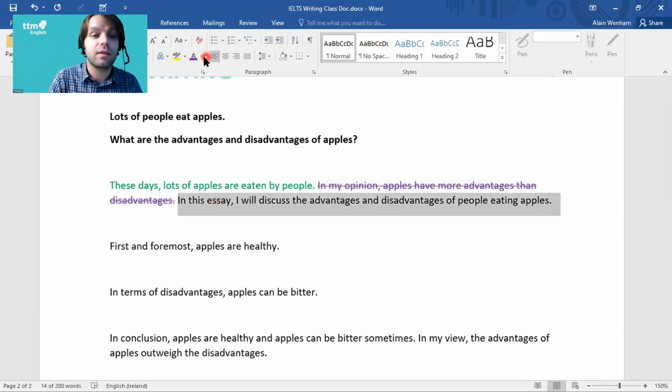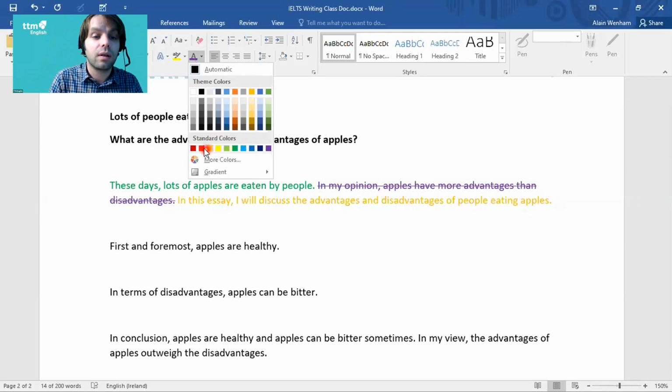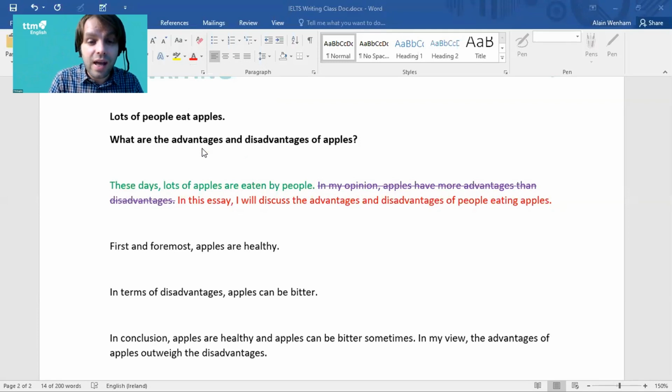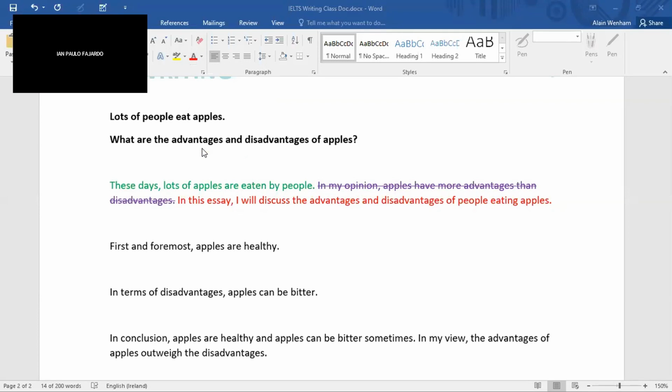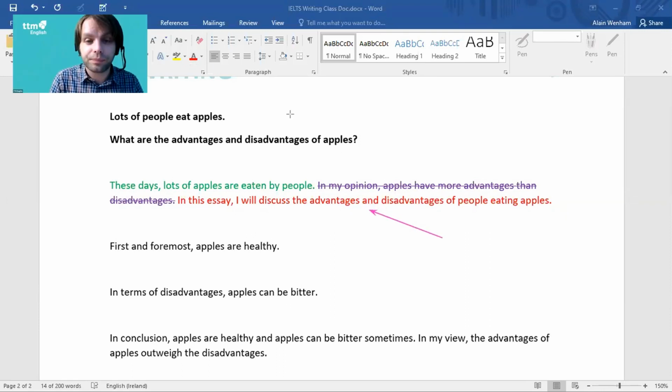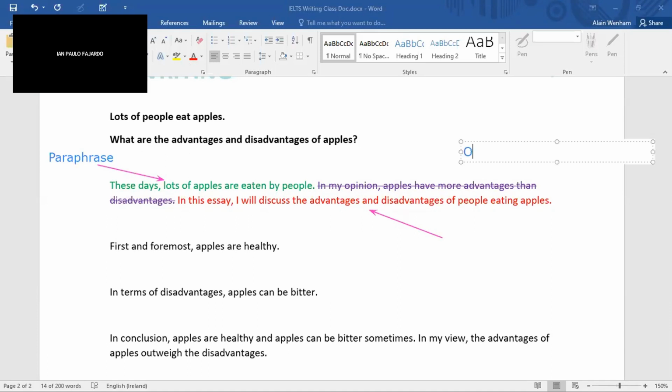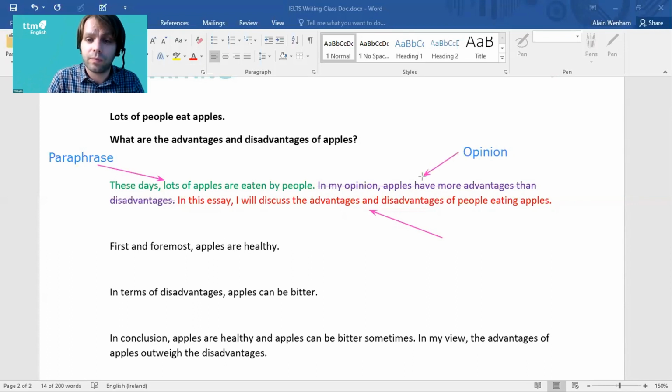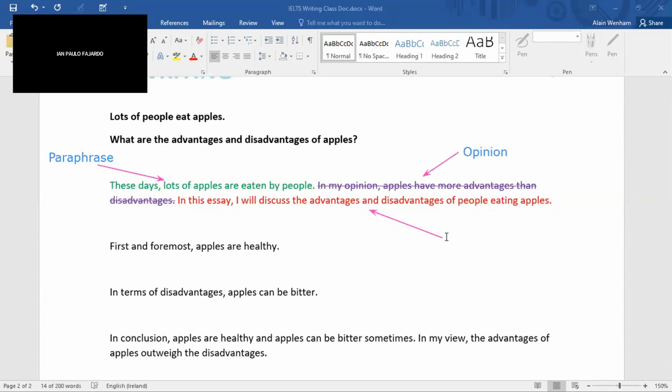Mahela, are you back? We still lost Mahela? Okay, Ian, are you there? Yes, sir. What's this? What do we call it? Just tell me, what is the sentence doing? This is a paraphrase, right? The second one is an opinion. What's the last one? Introductory.